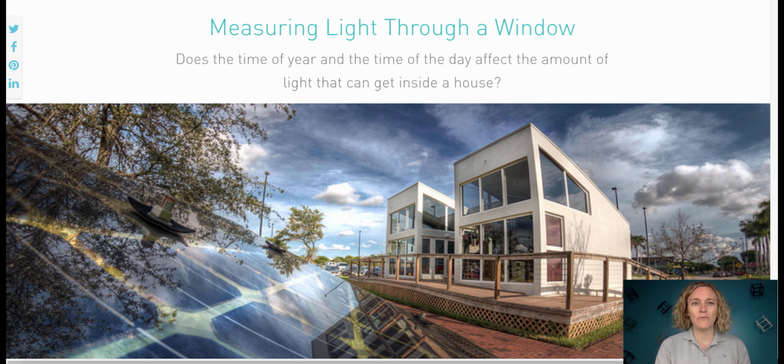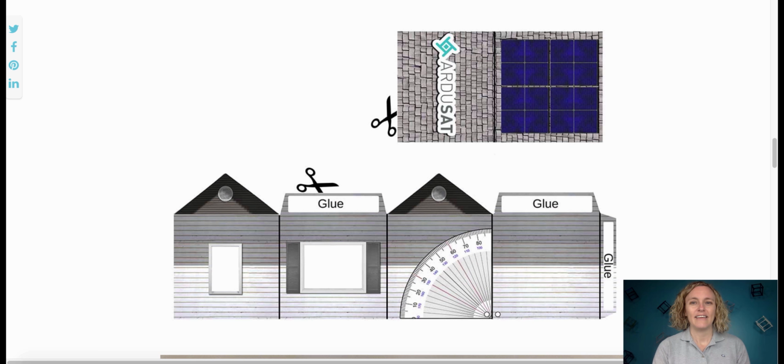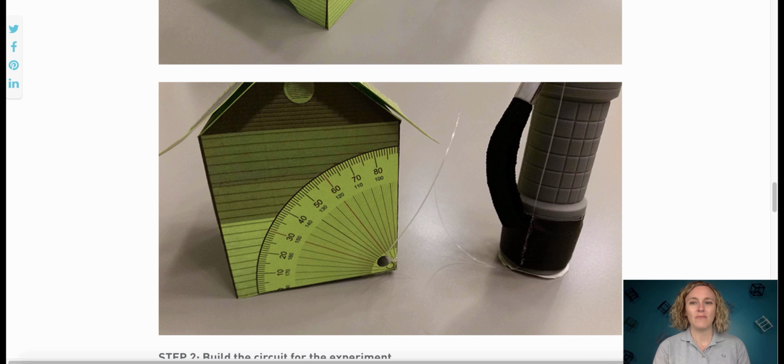Have you ever wondered if time of year and time of day affect the amount of light that can get inside of a house? In this experiment, students will use the luminosity sensor and a cutout of a house along with a flashlight to simulate the light shining on a house at different parts of the day.